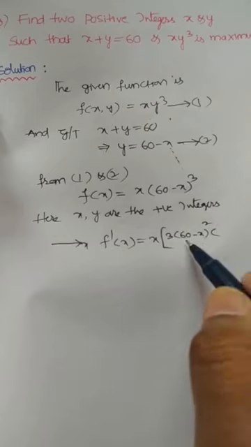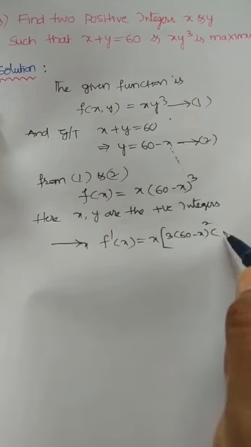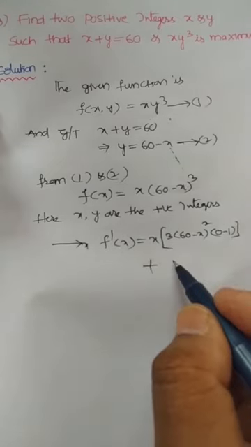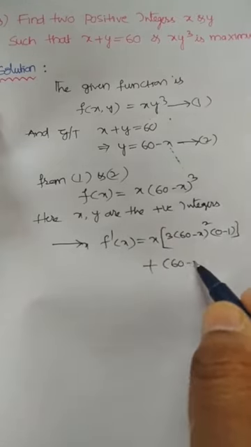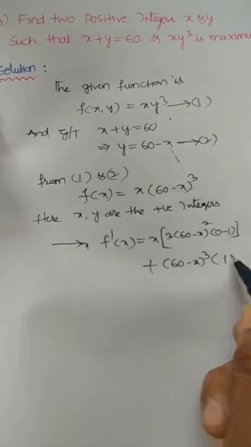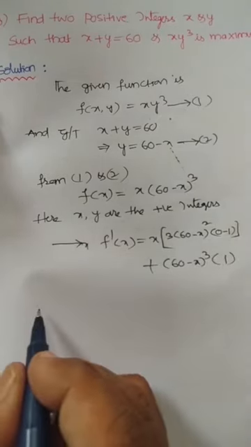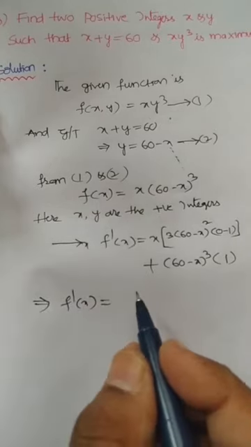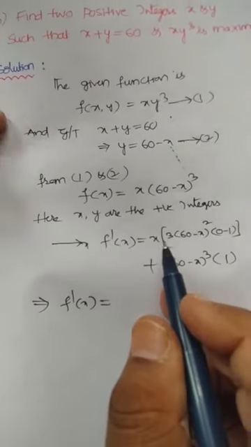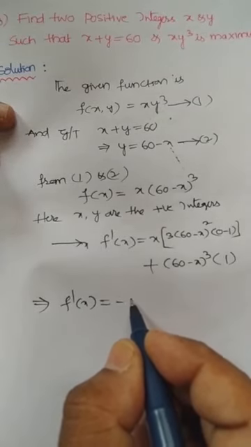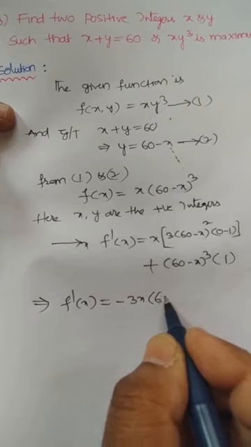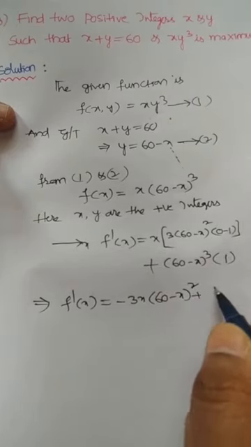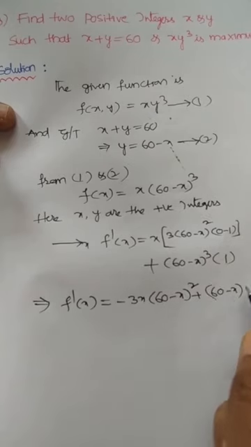Again we have to differentiate 60 minus x, which gives 0 minus 1. Now plus v remains the same, (60 minus x) whole cube, and u derivative is 1. So that implies f dash of x is minus 1 into x, that is minus 3x into (60 minus x) whole square plus (60 minus x) whole cube.